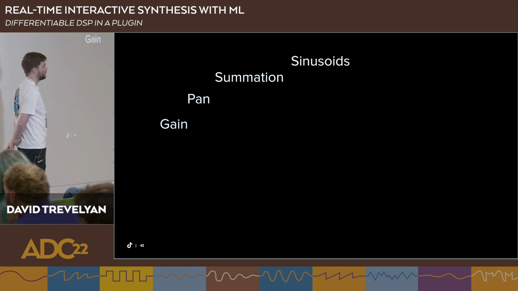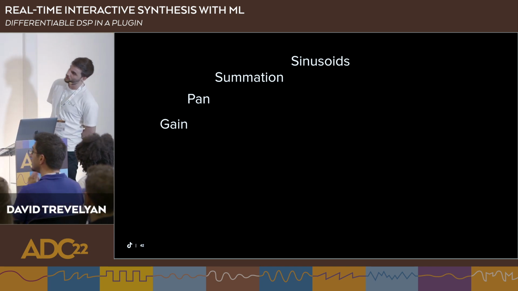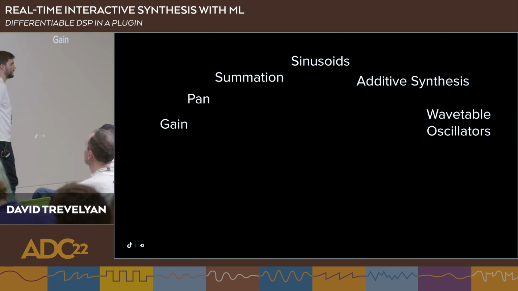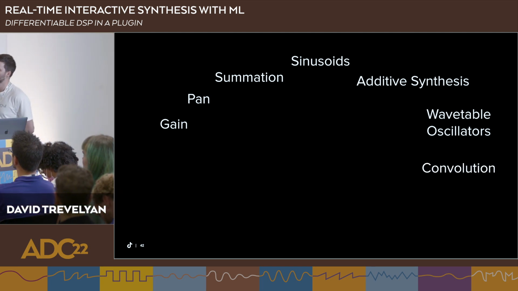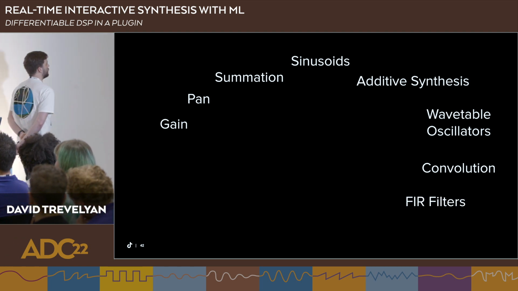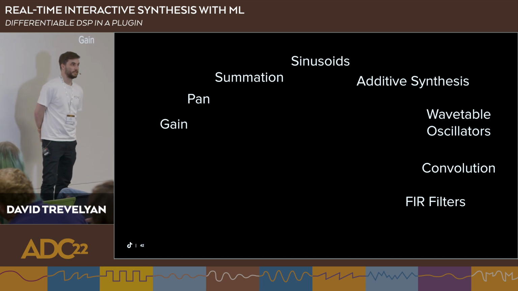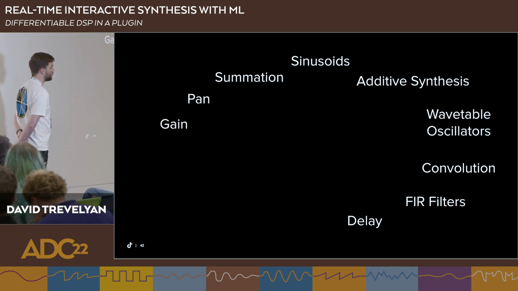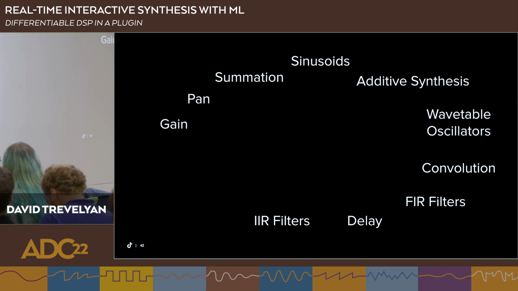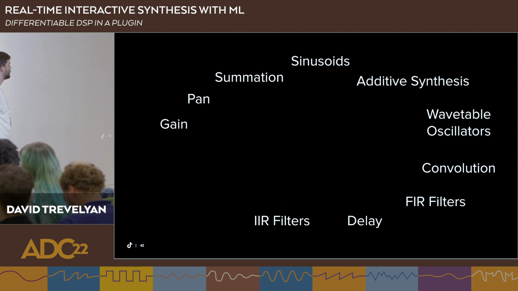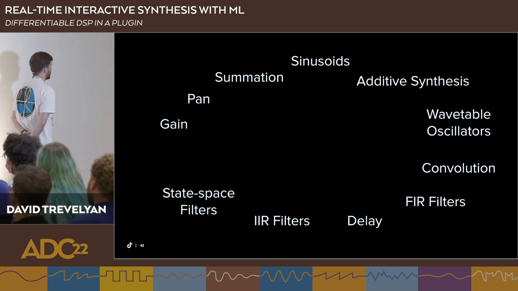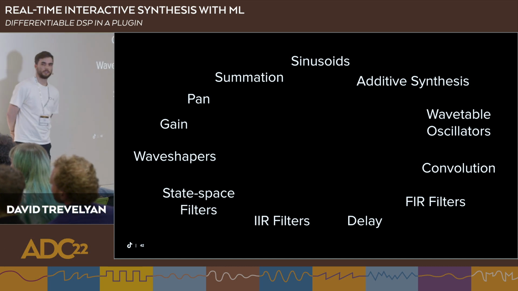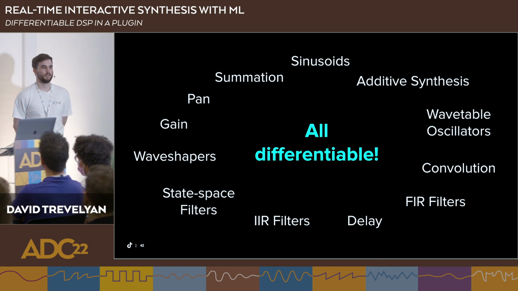Sinusoids are differentiable. If sinusoids are differentiable and those things are differentiable, then additive synthesis is also differentiable. If additive synthesis is differentiable, then wavetable oscillators are differentiable. Convolution is differentiable. And if convolution is differentiable, then FIR filters are differentiable. If convolution is differentiable, then delay is also differentiable. Why is that? You can frame delay as convolving with a delayed impulse. IIR filters are differentiable. State space filters are differentiable. That was some work done by some people in the room. And wave shapers are also differentiable if you choose the right ones. So all of these things are differentiable, which already gives us quite a lot of powerful things that we can start to use.